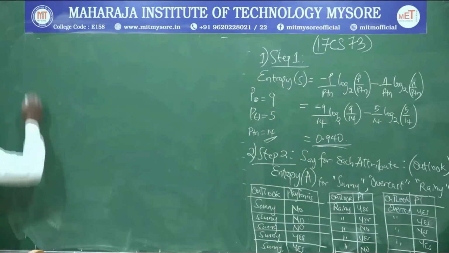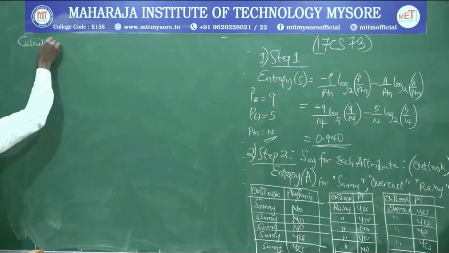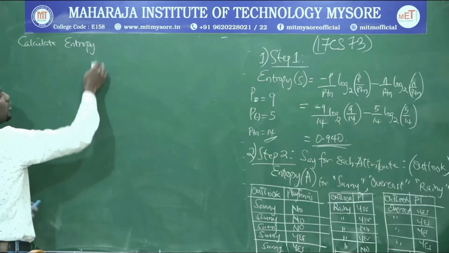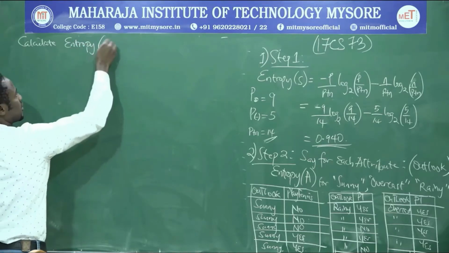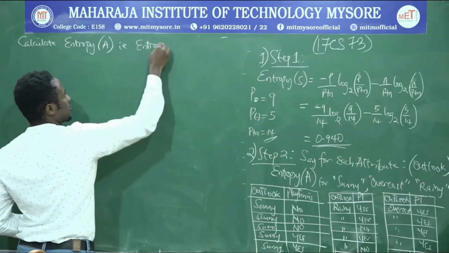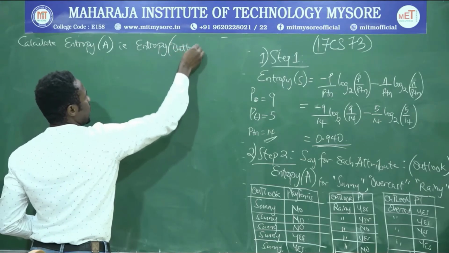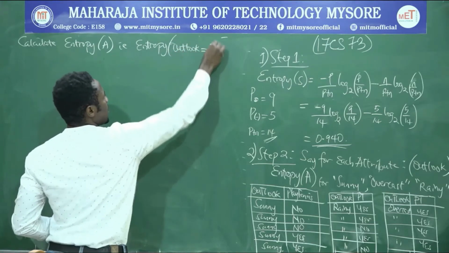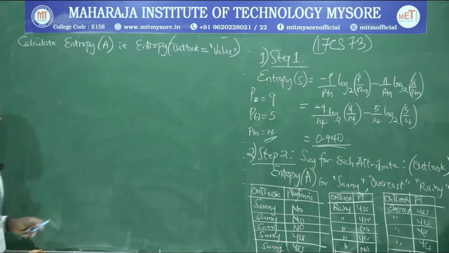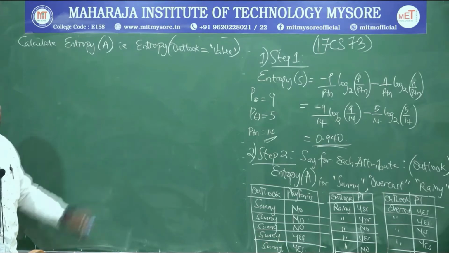So we are going to calculate next the entropy of what? A, right? That is the entropy of Outlook. That is my A. What is that? The respective values of the outlook, right? So the first one, what we have to do is the entropy of sunny.